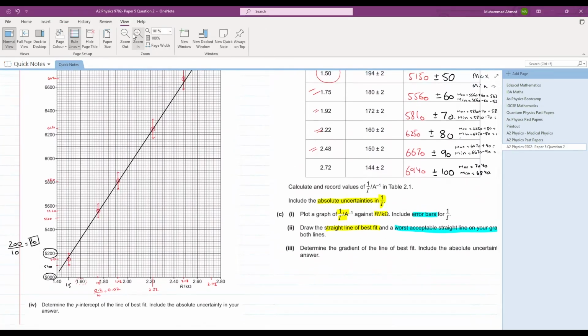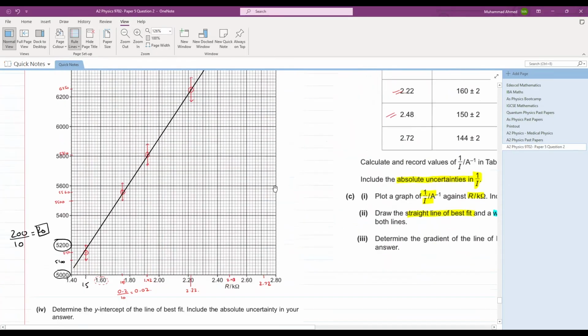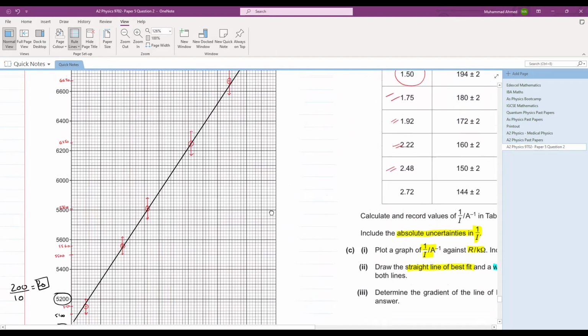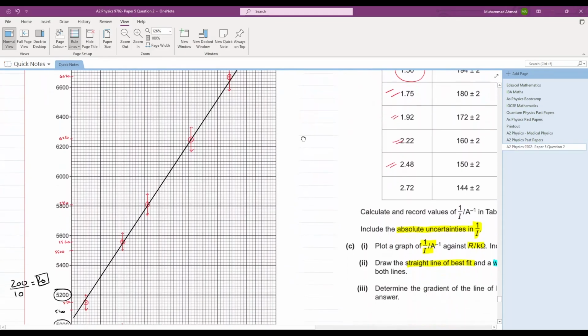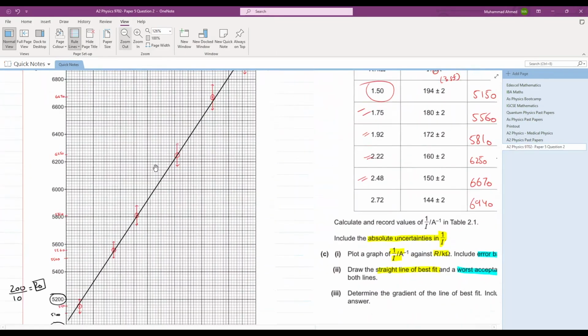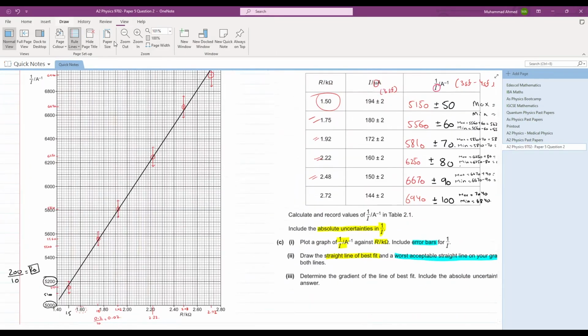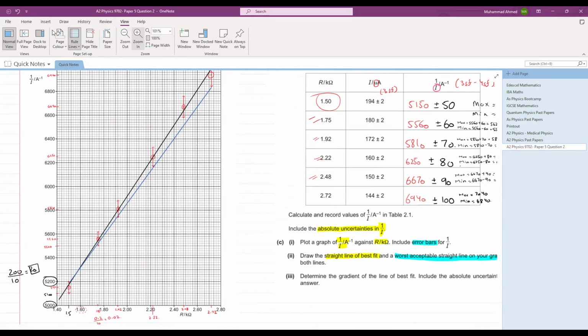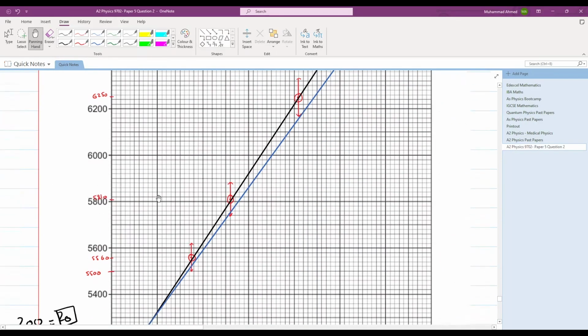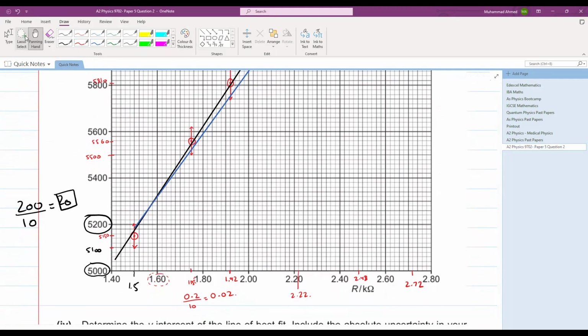Now, first of all, let's talk about the shallowest one. You only have to draw one type of line in the examination. I am showing you two here just so that you have unlimited options. How can you draw the shallowest line possible? You will take the positive error bar of the first point and negative error bar of the last point and draw a line between them. Obviously, I will need to neaten this up. This will be your shallowest possible line.